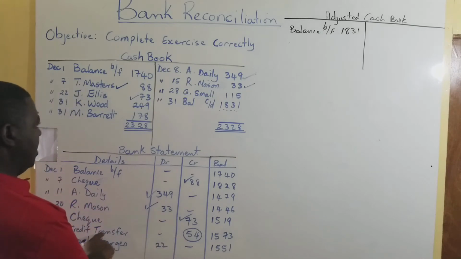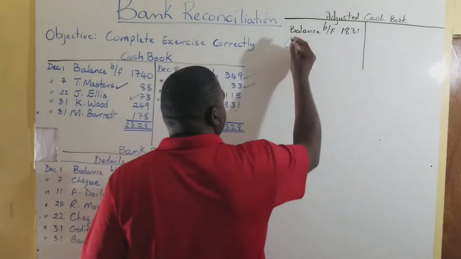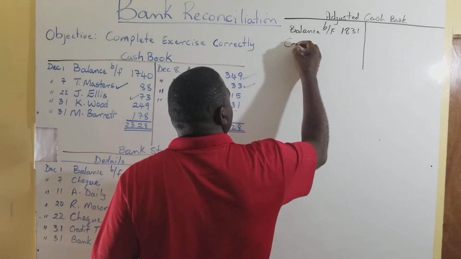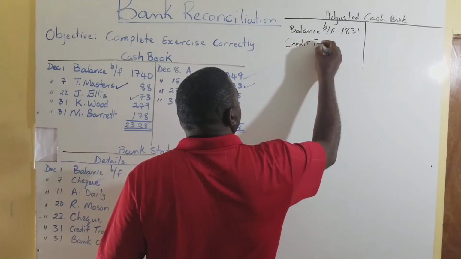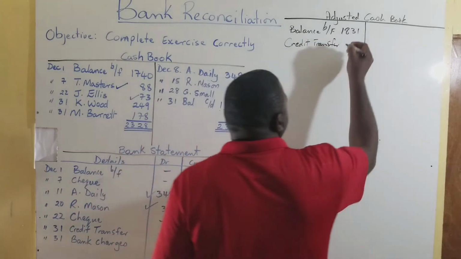The item here is credit transfer. So we write credit transfer. Right? And that is 54.